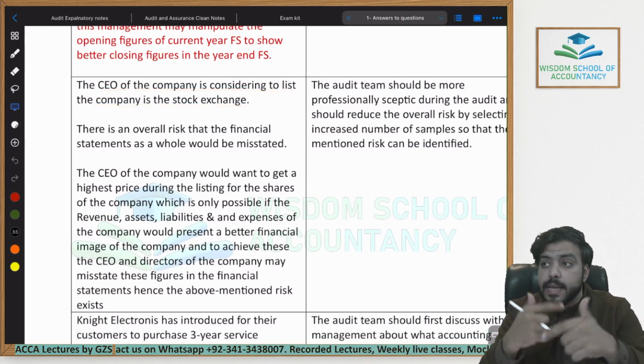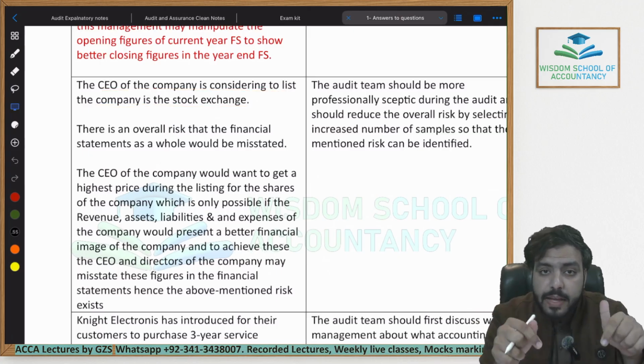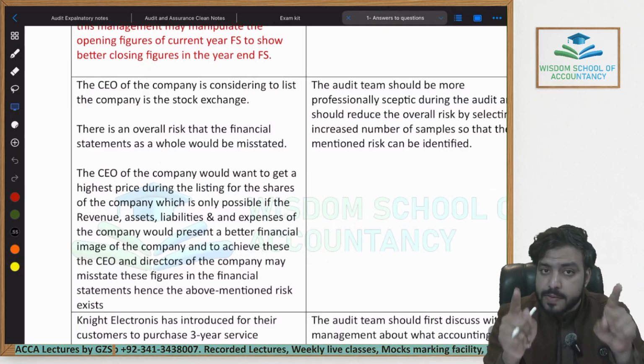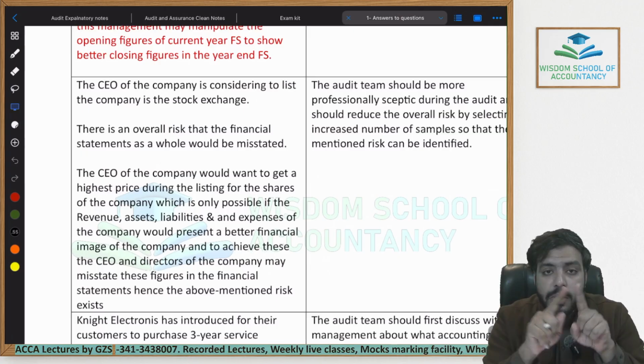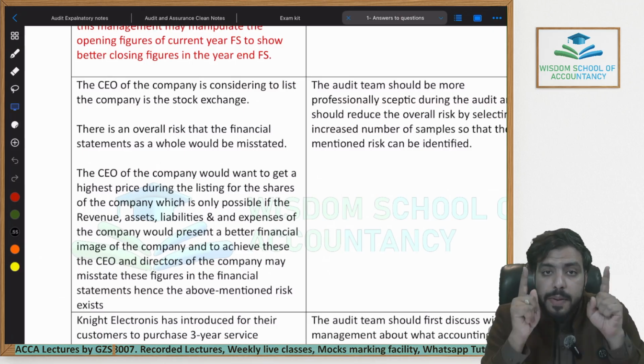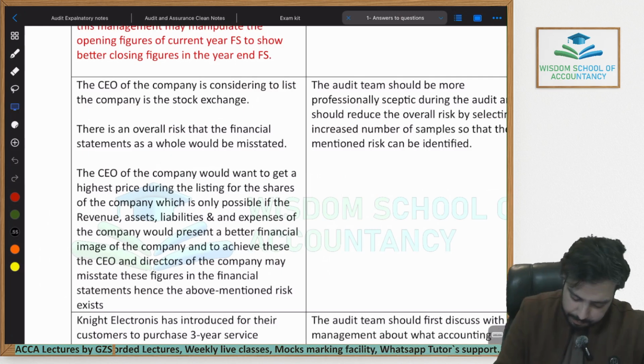Step number 2, what is at risk here? Where is the risk of overstatement or understatement? In this specific case, there is no risk of over or understatement. The risk is that the whole financial statements will be manipulated. This means we don't know whether something will be overstated or understated, but we know that it will be misstated within the whole financial statements. We now have a risk of misstatement.